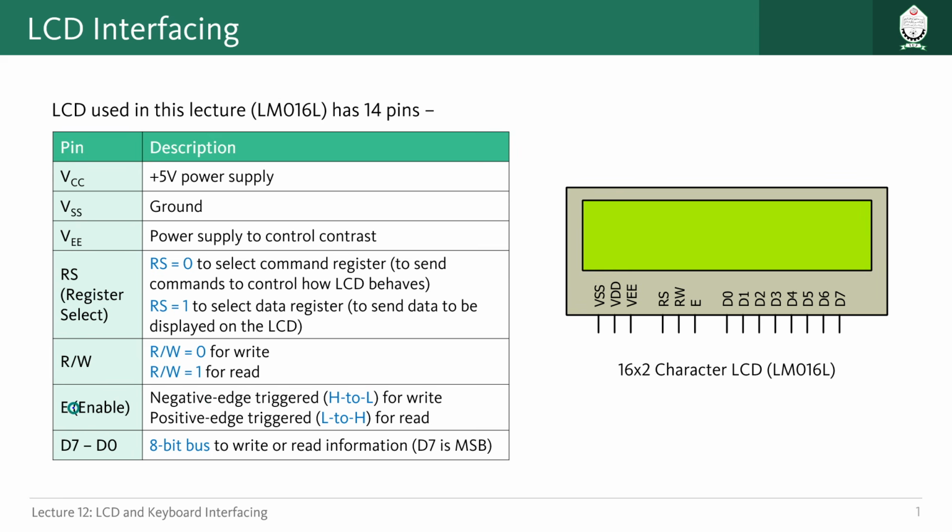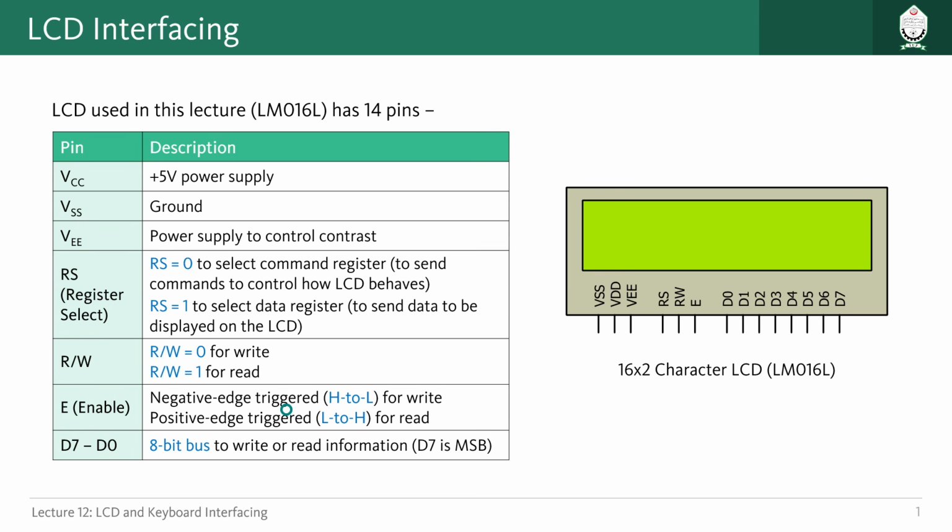Okay, then enable. Whatever you do with the RS pin and RW, or even with these 8 pins, where we have to send data or receive data, to actually make that happen you finally have to use this enable pin. This is not the same type of pin as RS or RW. It doesn't work on just 1 or 0, so you have to give a negative edge triggered signal or positive edge triggered signal. That means either high to low or low to high, just like clock pulses.